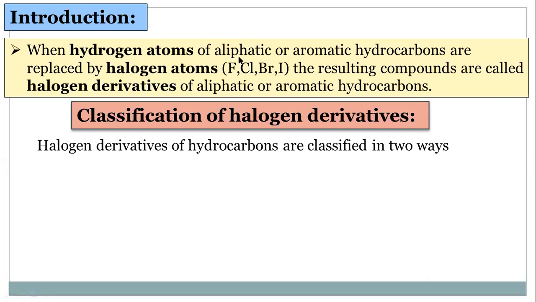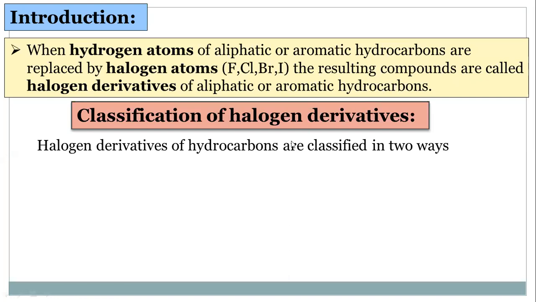When hydrogen atoms of aliphatic or aromatic hydrocarbons, you are familiar with these words, aliphatic and aromatic hydrocarbons. In 11th standard, we discussed aliphatic and what is meant by aromatic. Hydrocarbons are the compounds which mainly contain hydrogen and carbon. So when the hydrogen atoms are replaced with these halogens, fluorine, chlorine, bromine, iodine, the resulting compounds are called halogen derivatives of aliphatic or aromatic hydrocarbons.